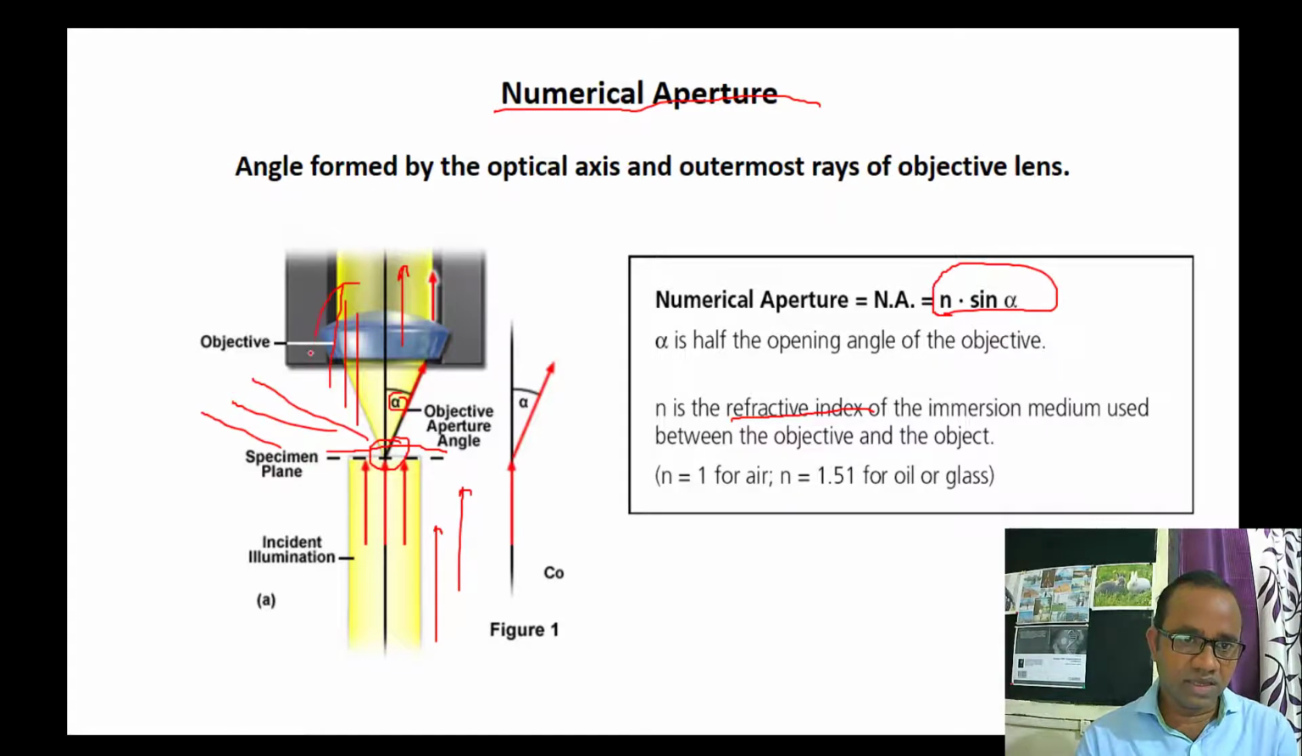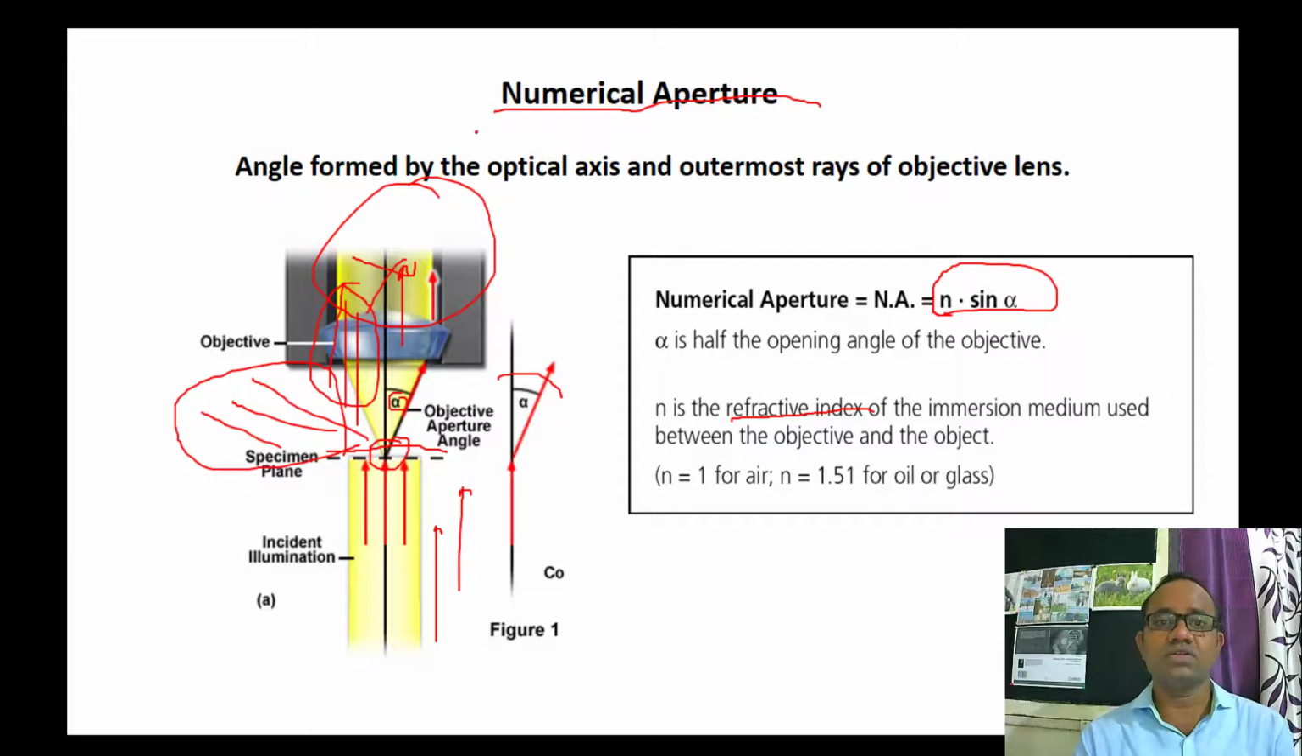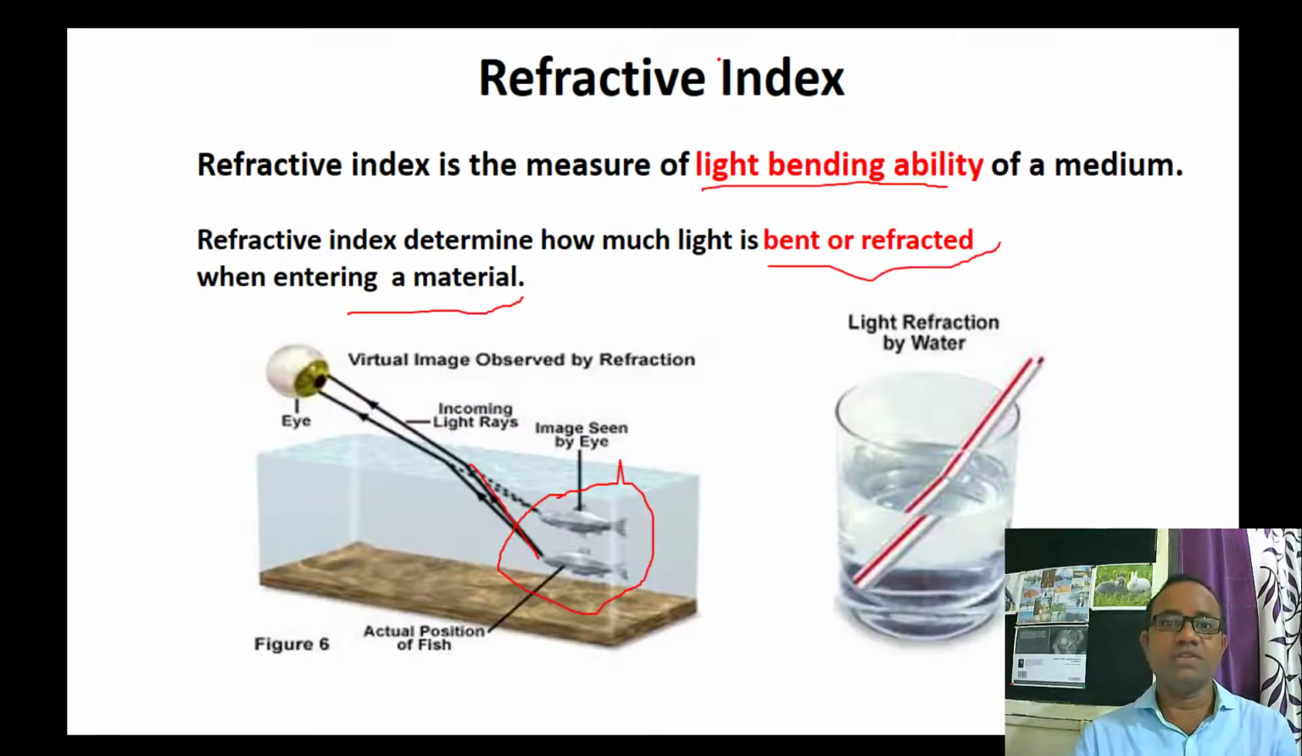The more rays that go inside, the more image you will get, and the rays that go outside, which do not enter into the objective lens, you won't get any image from those, right? So the movement of the light rays is very important in order to see the image. So this angle alpha is actually very important, that is called the numerical aperture. This is well explained with the refractive index.